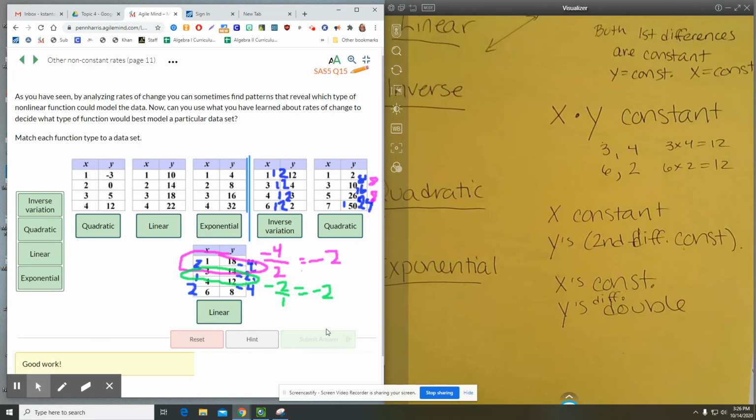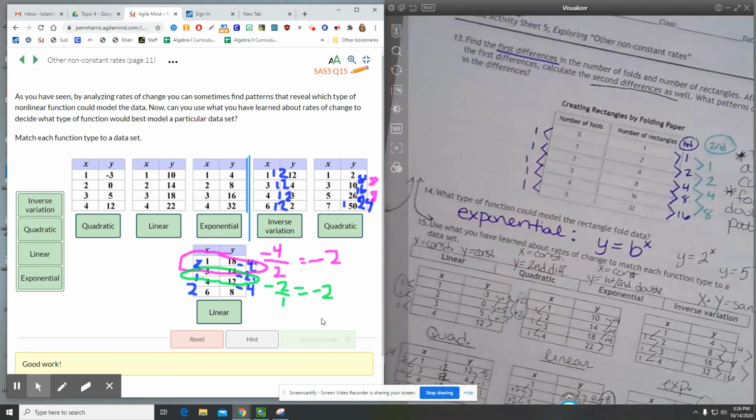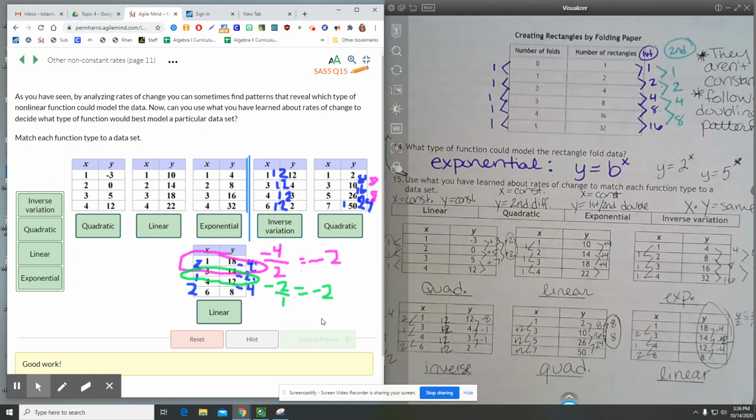Okay. Make sure you get this filled in on your table here. And with that, we're going to work on some other stuff. Wait for your instructions from your teacher.